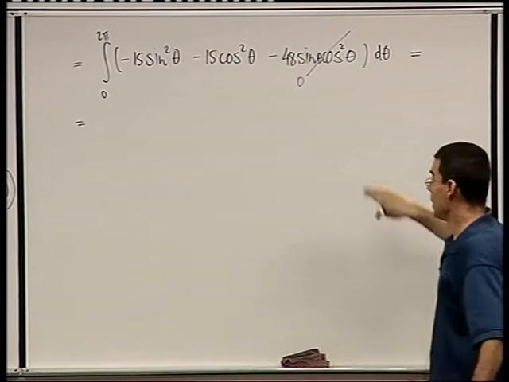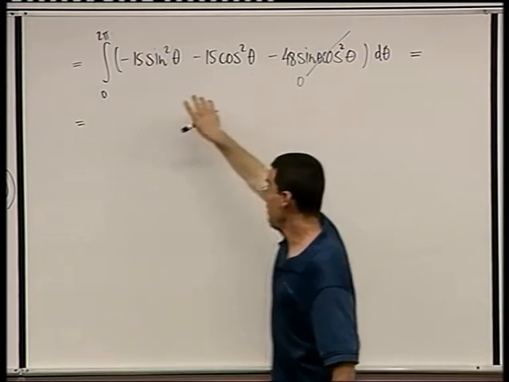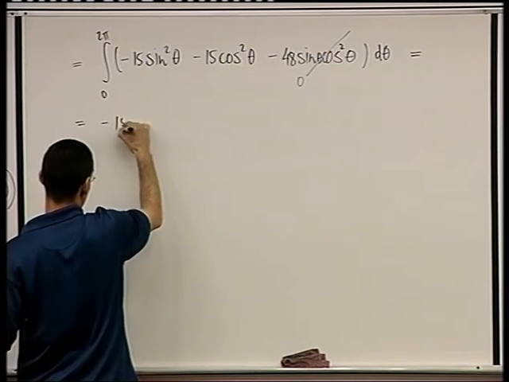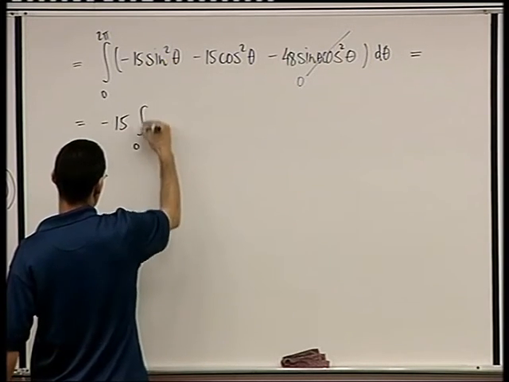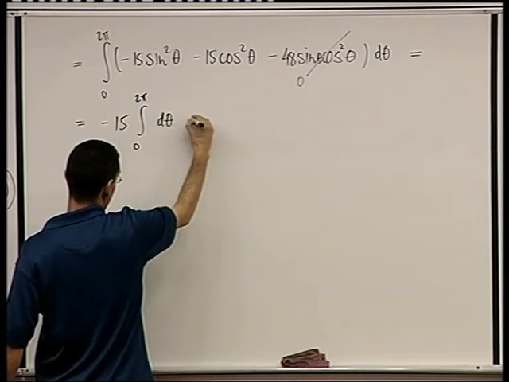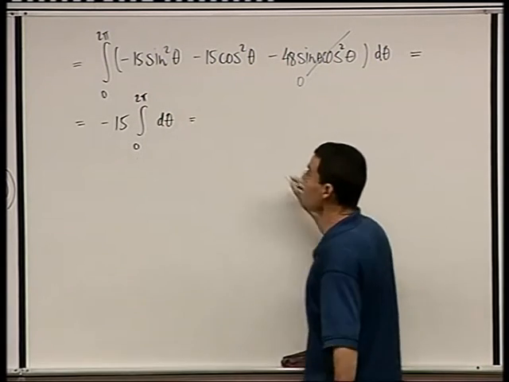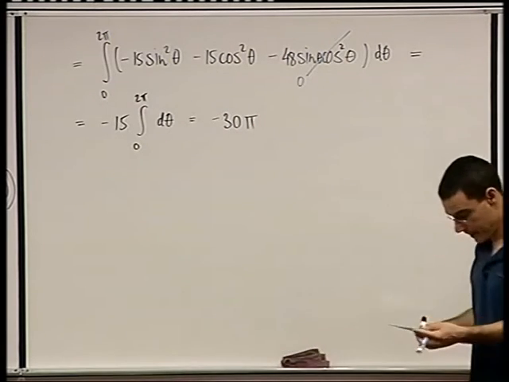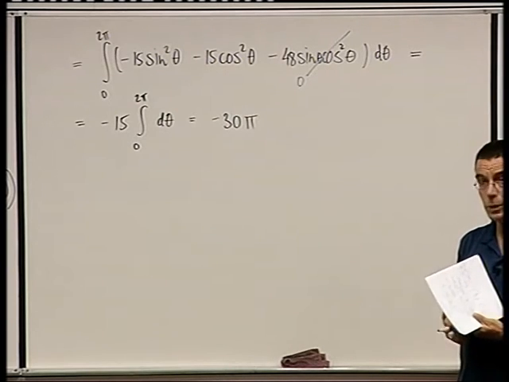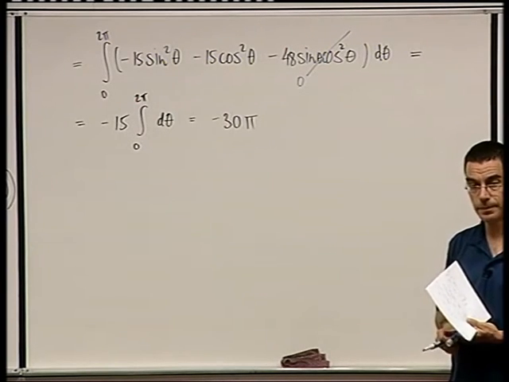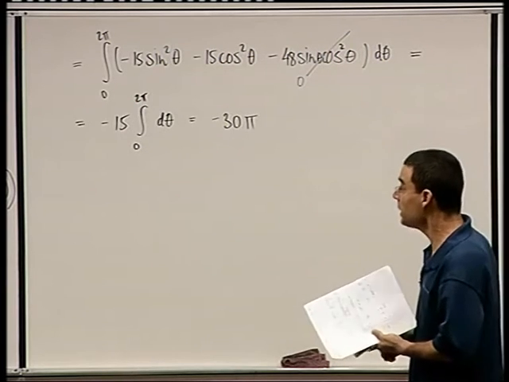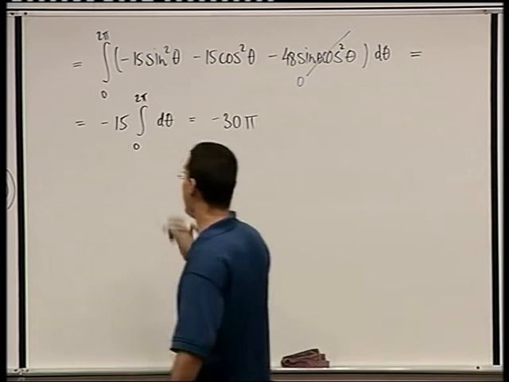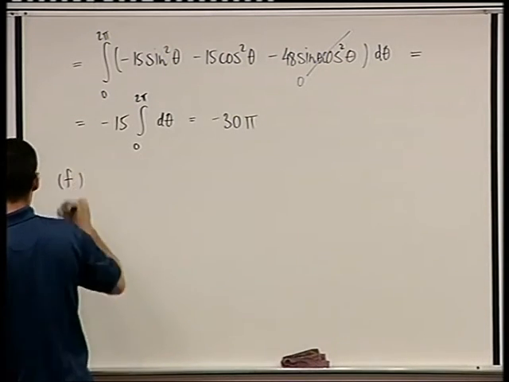Does everybody agree? So what we have here is minus 15 sine squared plus cosine squared, which is 1. So I can pull the minus 15 out, and I have the integral from 0 to 2 pi d theta, which is minus 30 pi. Questions? Everybody good? Okay, so that was part E. Find the work. The work is just the line integral. Okay, part F is a rather technical short part.